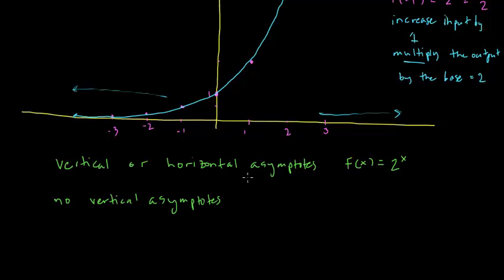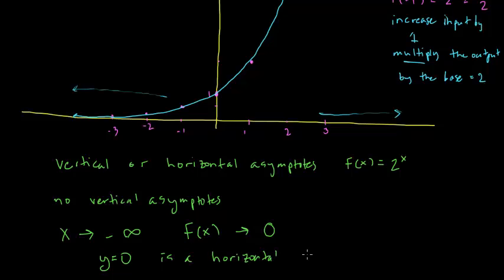How about a horizontal asymptote? Well, notice as I let x get very negative, so as x goes to negative infinity, my function values appear to go toward what number? Well, they appear to shrink down and approach 0. So actually, y equals 0 is a horizontal asymptote. All right, so we've seen that this exponential function actually has a horizontal asymptote.